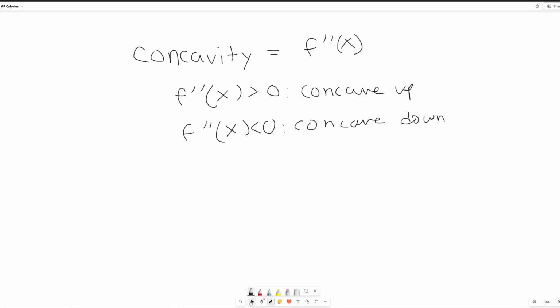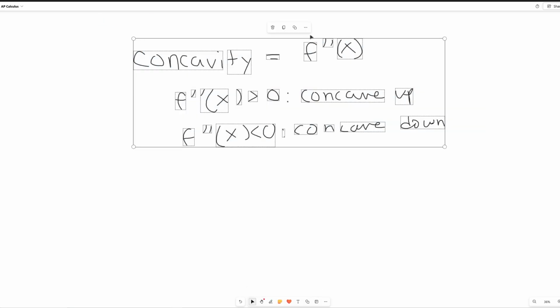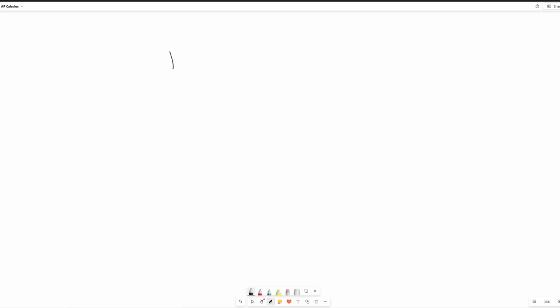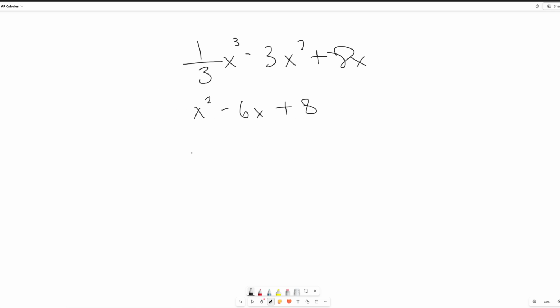If we wanted to look at that, you would need to find the quote-unquote critical points of the second derivative graph, which we call points of inflection. So let's again take this function over here: 1/3 x cubed minus 3x squared plus 8x. Great function. First derivative, x squared minus 6x plus 8. Second derivative, 2x minus 6.